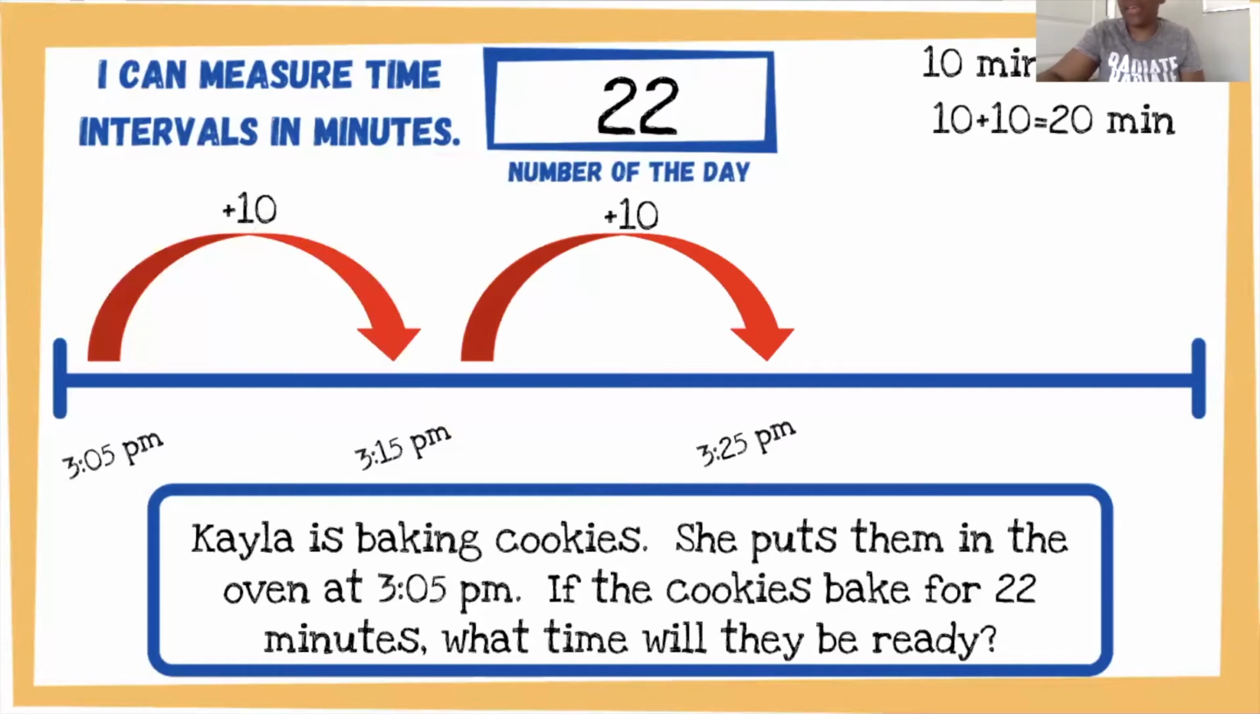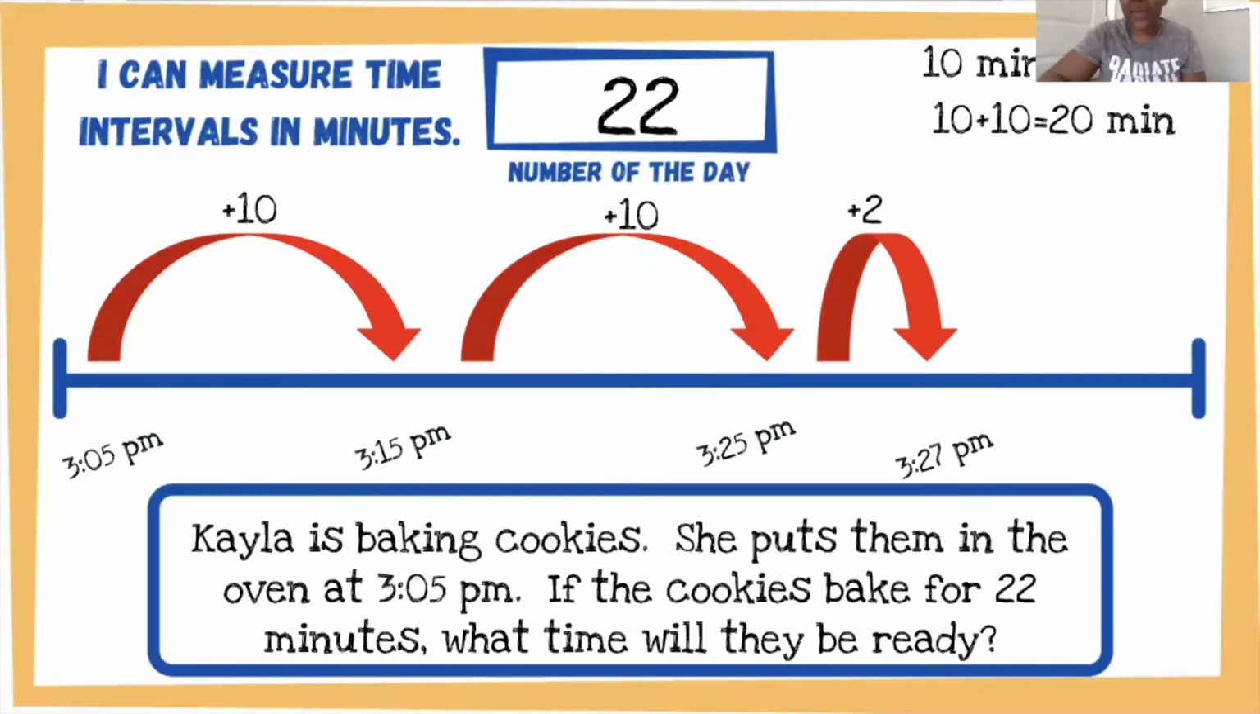But how many minutes does it take the cookies to bake? That's right. It takes 22 minutes to bake the cookies. So how many more minutes do I need to move forward? That's right. I need to move forward an additional 2 minutes. So from 3:25, if I move forward 2 minutes, what time will it be? You guessed it. The time is now 3:27 p.m.